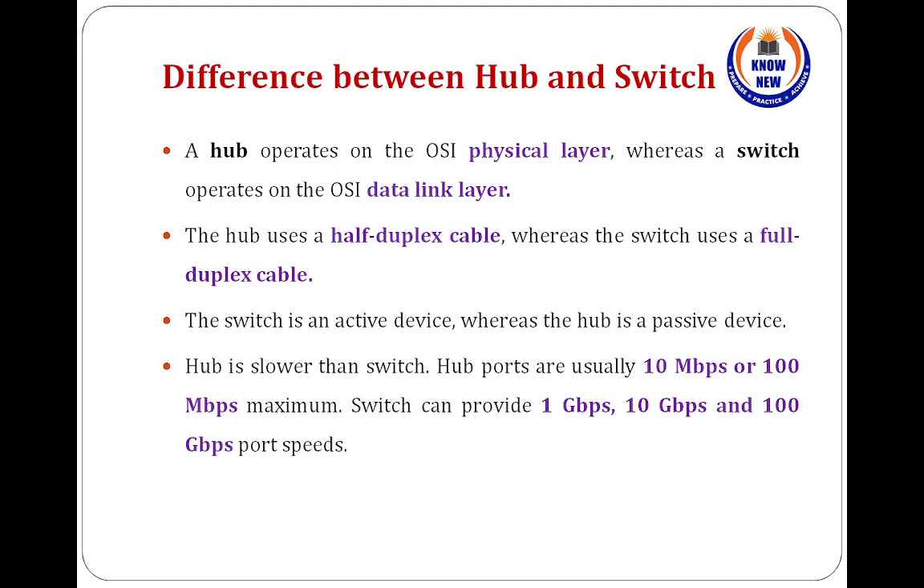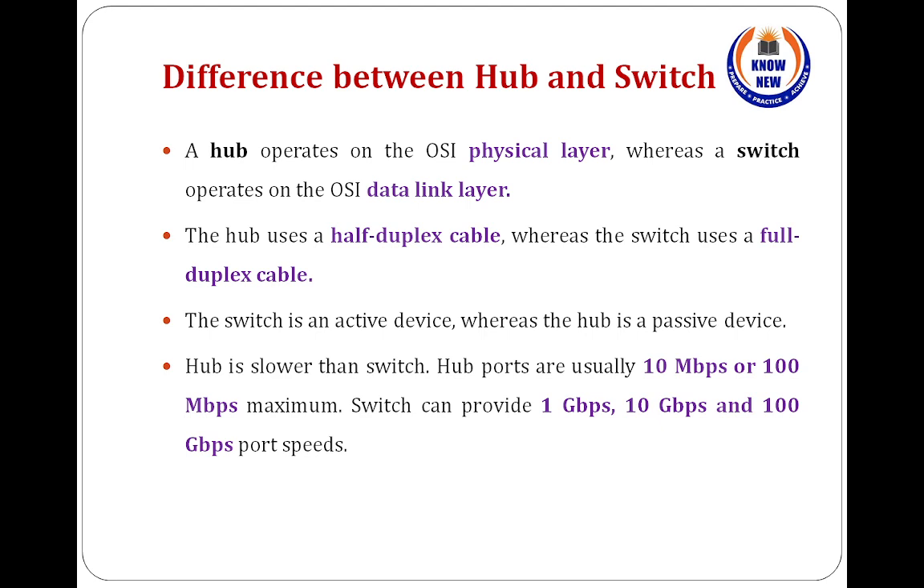Now let us discuss the hub and switches. If any expert in computer networks wants to know your skill level, they may ask what the difference between a hub and a switch is. The hub functions in the physical layer, but the switch operates on the data link layer. The hub performs half duplex, while the switch performs full duplex communication.